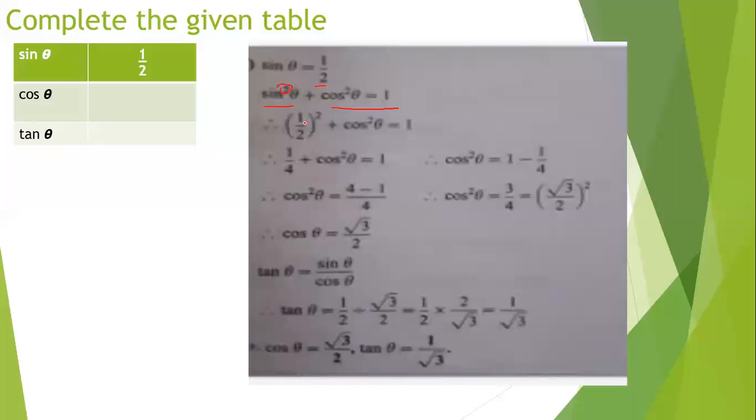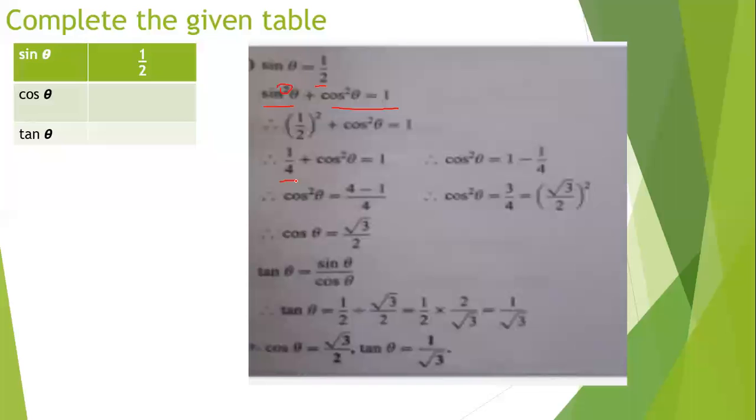In the next step, we will square it. What is the square of 1? 1. Square of 2? 4. Remaining copy as it is, plus cos square theta equal to 1. Now in the next step, we will change the place of 1 upon 4 from the left hand side of equal to the right hand side of equal to.